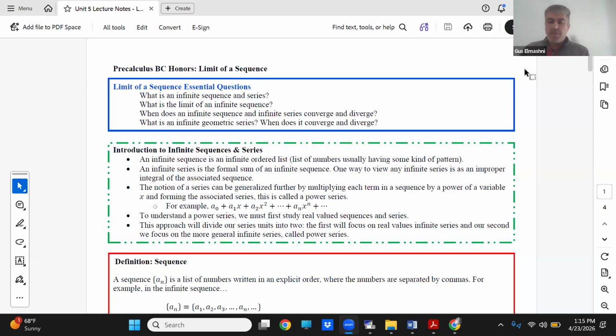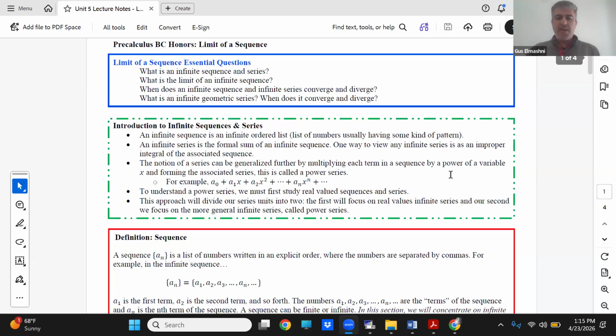To understand a power series, we must first study real valued sequences and series, which we'll do. This approach will divide our study into two. The first will focus on real valued infinite series, and our second will focus on more general infinite series called power series. So these are all things just to get familiar with, just the terminology, the notation, all that fun stuff.